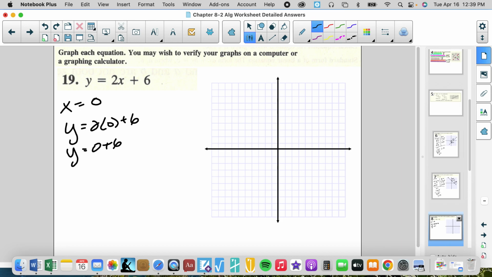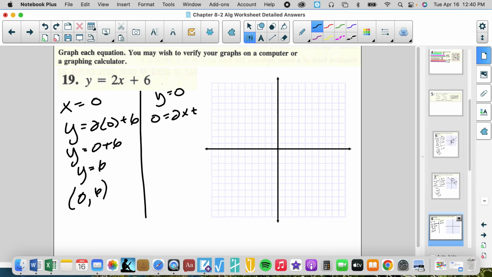0 plus 6, y equals 6, so that point is 0, 6. Let's plug in 0 for y. 0 equals 2x plus 6. Solve for x now. Negative 6 equals 2x. Divide by 2. Negative 3 equals x. So when x is negative 3, y is 0.